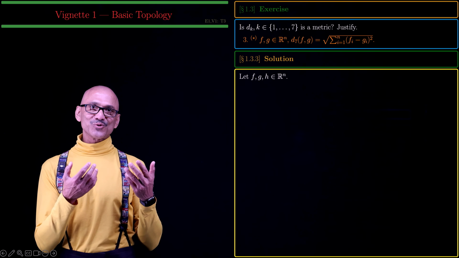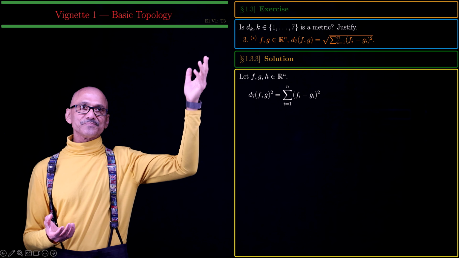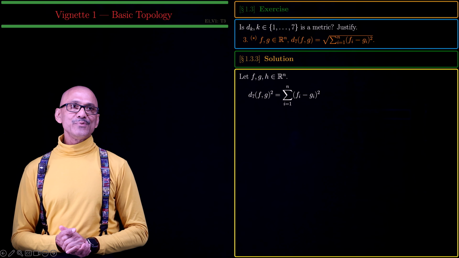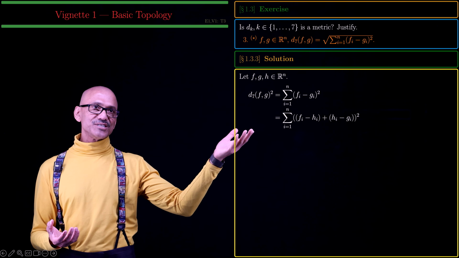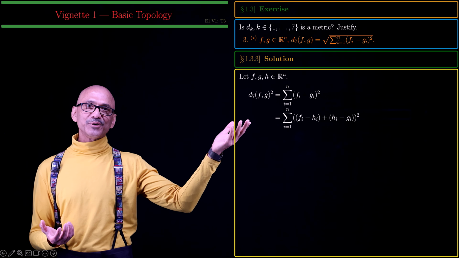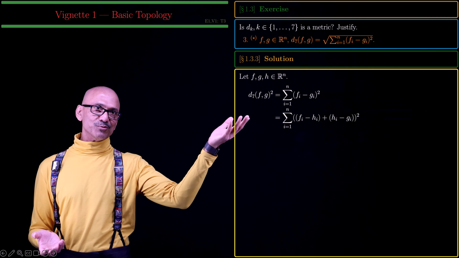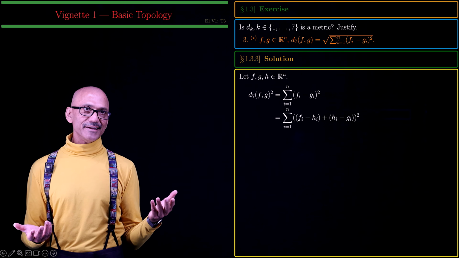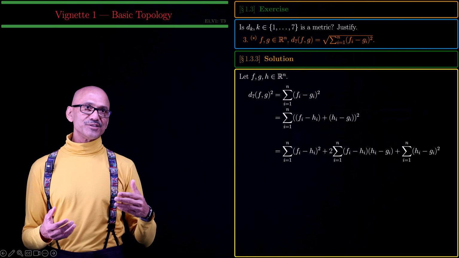So we begin with the square of the distance from F to G as per the definition in the hypothesis. Now, if we add and subtract Hi to the argument of the sum and regroup, we haven't violated the equal to sign. And we carry out the square and distribute over the sums. We have this expression here.